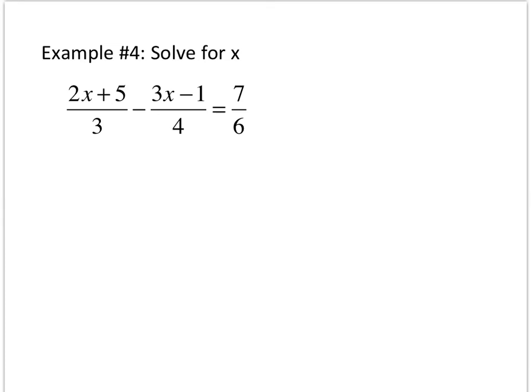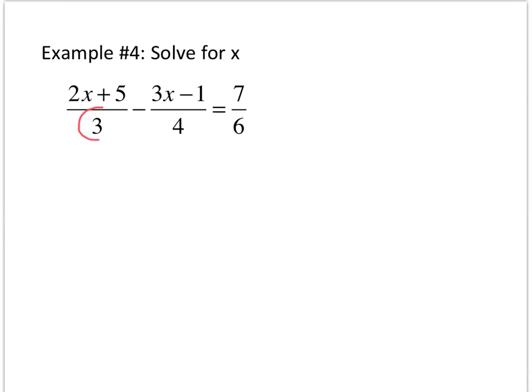Last example I'd like to do with you is slightly different. I noticed I actually have 3 fractions, but it's a little tricky because I have these entire expressions with variables and non-variable terms in the numerator here. But what I want to emphasize is that this really isn't much different. I still just want to focus on the fact that I have some fractions and I want to get rid of those fractions. So really I just have 3 denominators here.